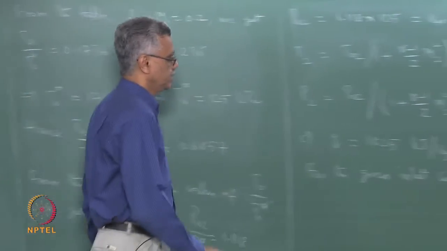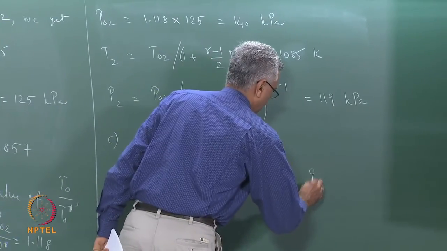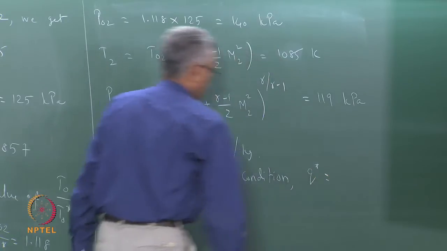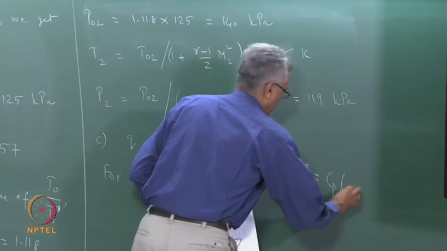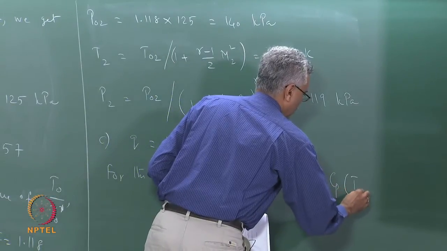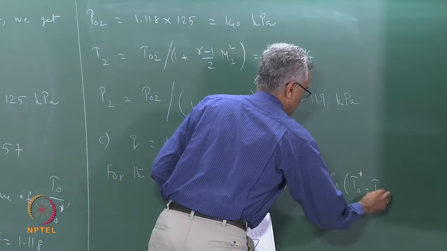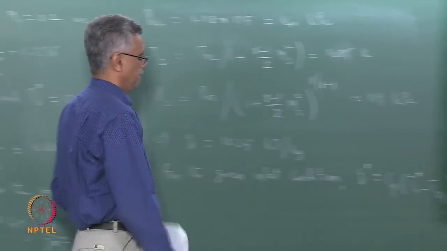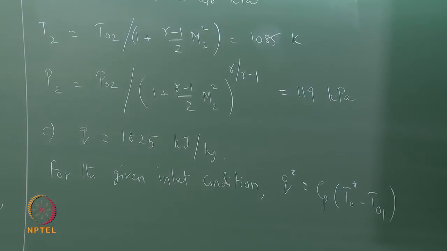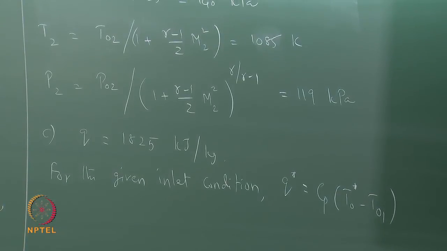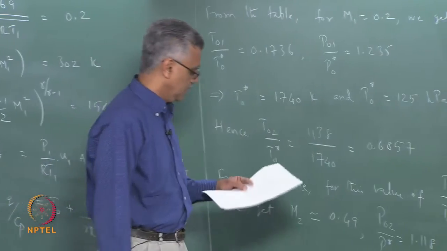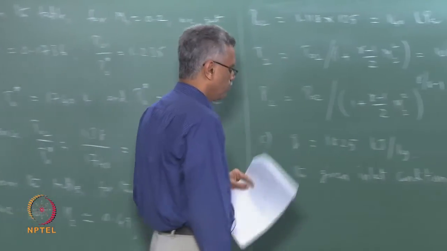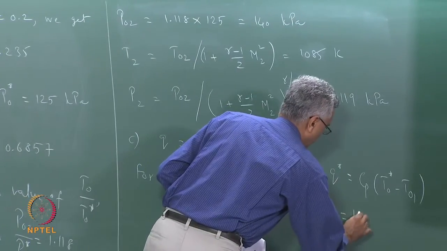Right? So for the given inlet condition, Q star can be calculated as Cp times T0 star minus T01. Right? I know T0 star, so I can calculate Q star from this without any difficulty. And this I get to be 1453 kilojoule per kilogram.